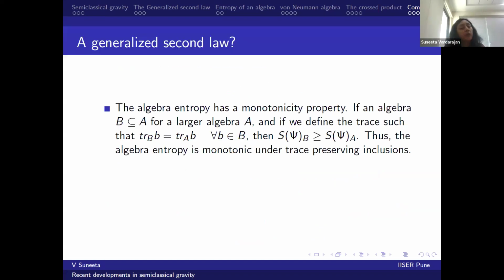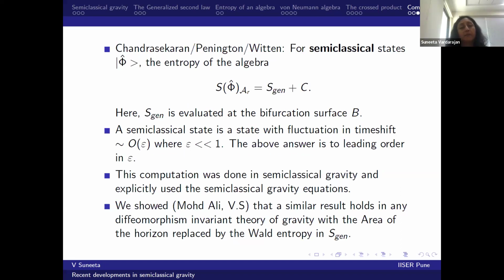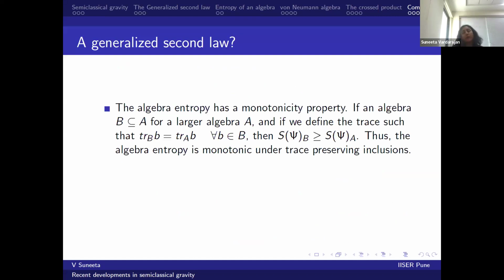So I have some statistical entropy associated to the algebra. That's equal to generalized entropy plus a constant. That's also a constant here. So what is the use of this relation? The use of this relation comes from a nice property of the algebra entropy: it has a monotonicity property.